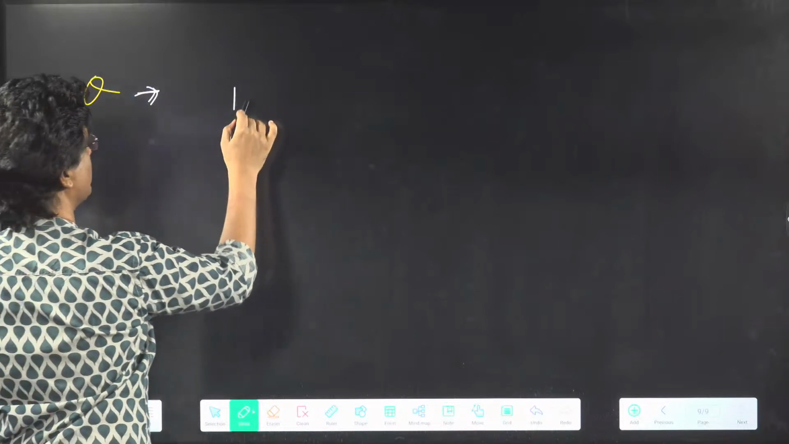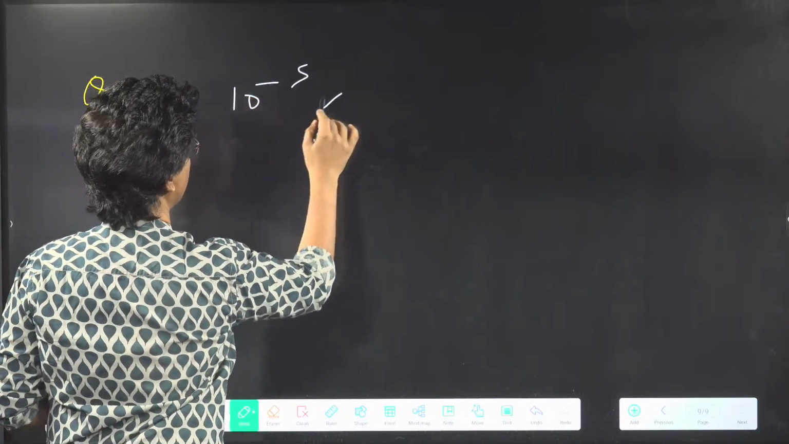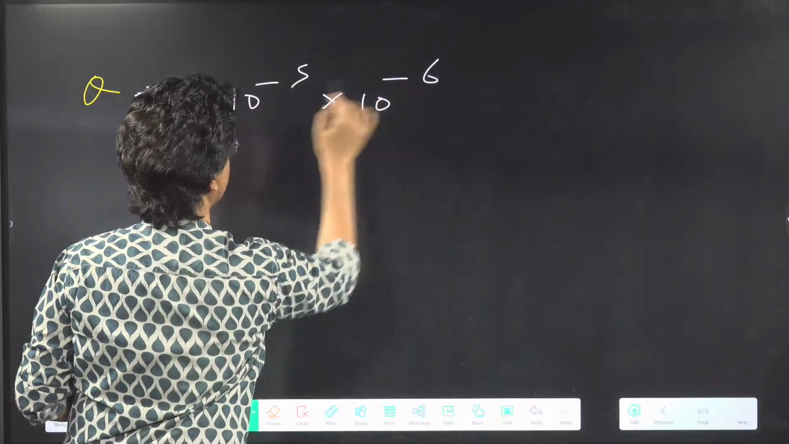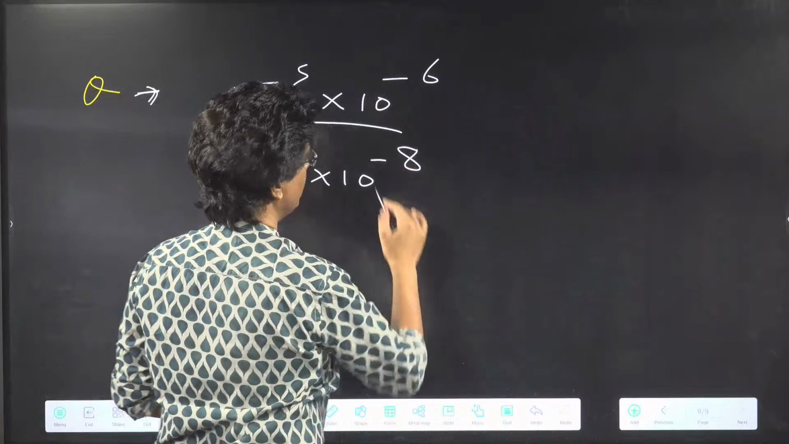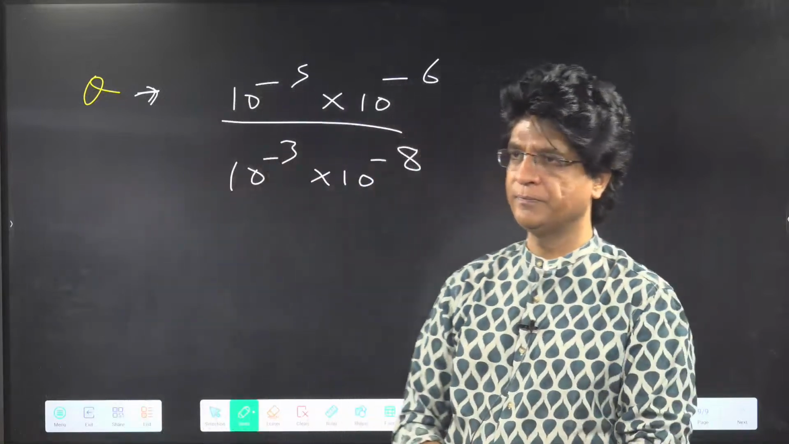Let's do one more question. So this is 10 to the power of minus 5, 10 to the power of minus 6 upon 10 to the power of minus 3, and 10 to the power of minus 8. Can you find out the answer, all of you?